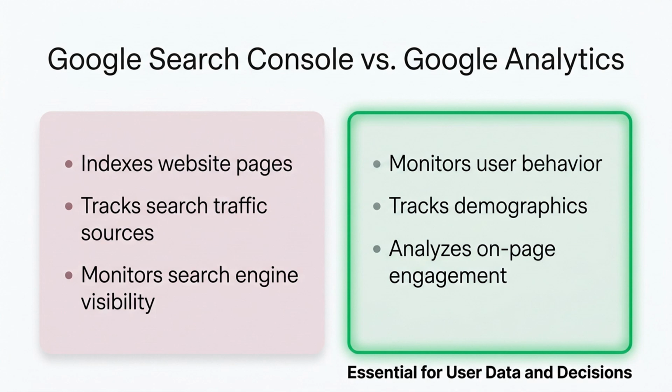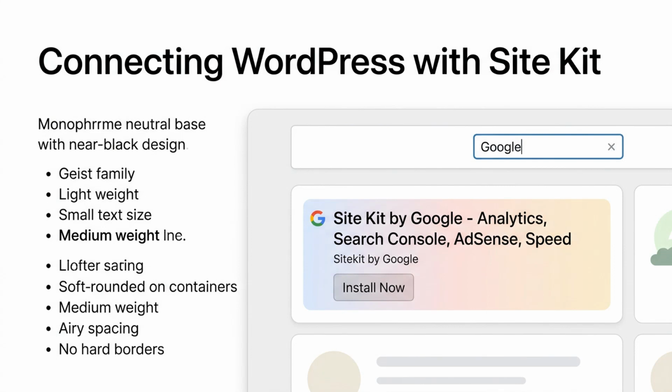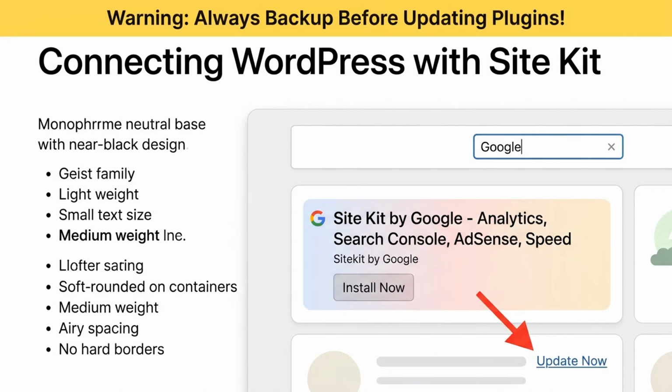marketing decisions. To connect these tracking tools to a WordPress website practically, we use a dedicated plugin. If you navigate to your plugin section and search for Google, you'll find the official SiteKit by Google plugin. This integrates Analytics and Search Console into one dashboard. A quick word of caution before you install or update any plugins. Always ensure your theme and existing plugins are fully compatible, and absolutely take a full site backup first. Updating blindly can sometimes break your website's layout.